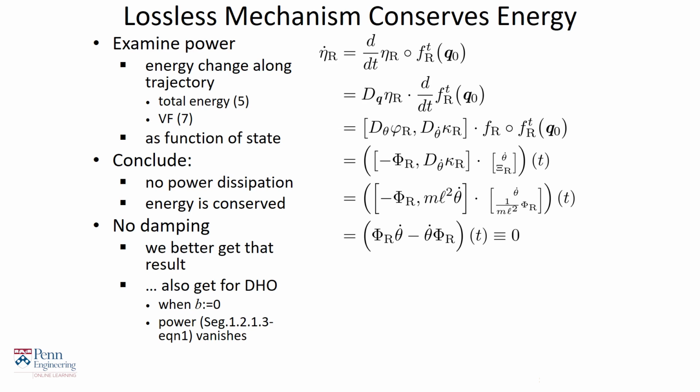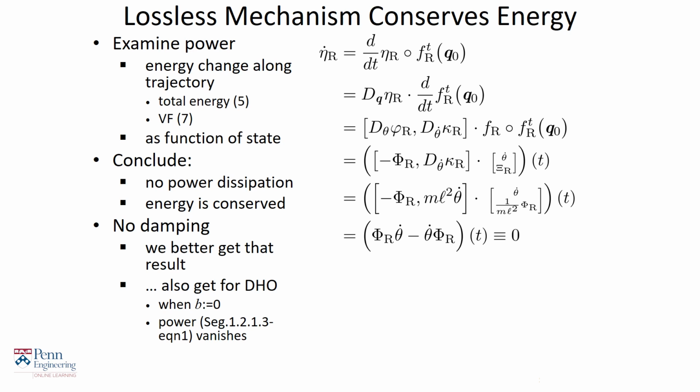Let's do that computation. d by dt of total energy uses the chain rule. d by dt of this composition of the total energy expressed along the trajectory is gotten by taking d by dq of the total energy times d by dt of the flow through the initial condition q0. d by dq of total energy we've seen is just d with respect to theta of the potential energy because there's no theta dependence in kinetic, and d with respect to theta dot of the kinetic energy because there's no theta dot dependence in phi.